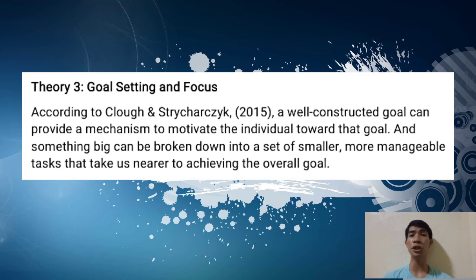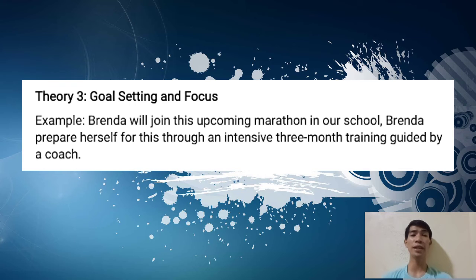So next, let's proceed to the third theory, which is goal setting and focus. According to Clough and Strycharczyk 2015, a well-constructed goal can provide a mechanism to motivate the individual towards that goal, and something big can be broken down into a set of smaller, more manageable tasks that take us nearer to achieving the overall goal. The goal can help athletes focus and direct their attention to behavior that will result in specific gains. Whatever your sporting ability or skills, goal setting can help you define challenging but attainable targets. For the example of goal setting, Brenda will join the upcoming marathon in our school. Brenda will prepare herself for this through an intensive 3 months training guided by a coach.